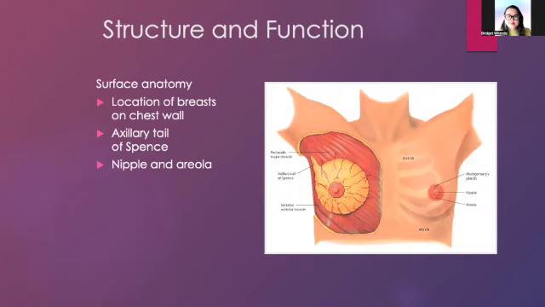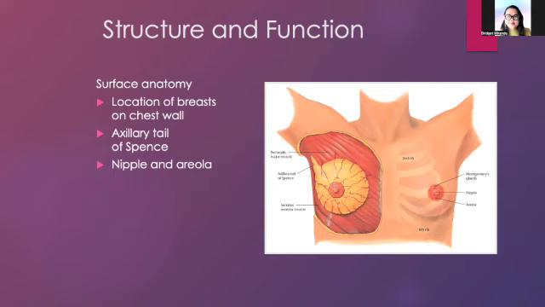Please note the surface anatomy, focusing on the location of the breast on the chest wall itself, locating the axillary tail of Spence, and the nipple and areola areas. The breasts are mammary glands, and they're associated with being a reproductive organ. The function itself is to produce milk for nourishing the newborn.